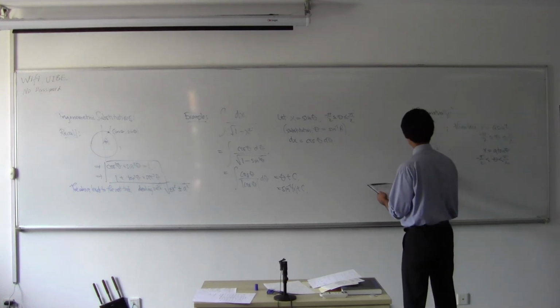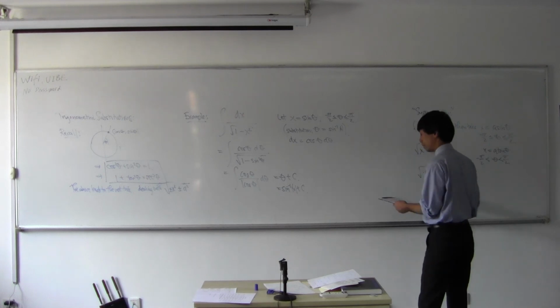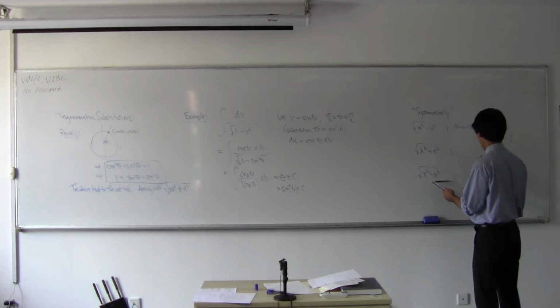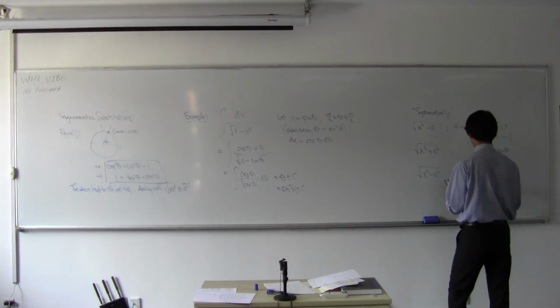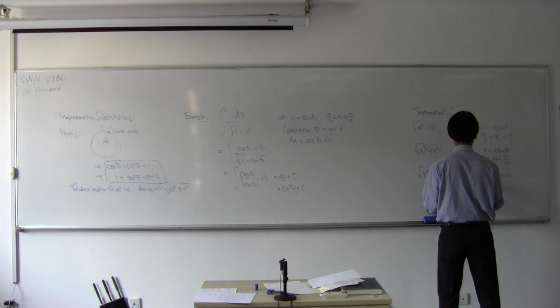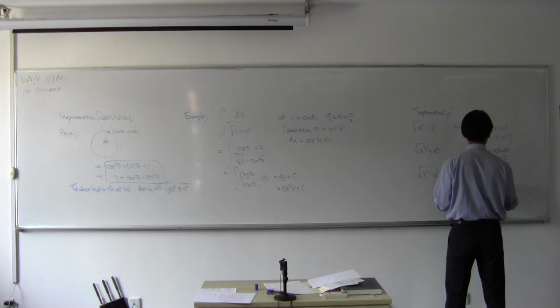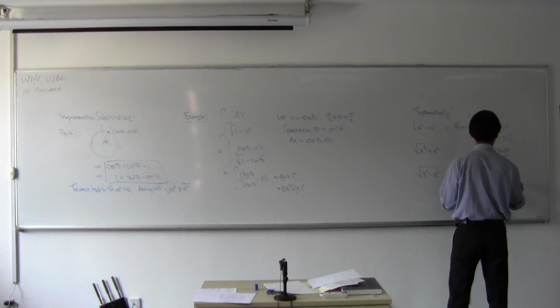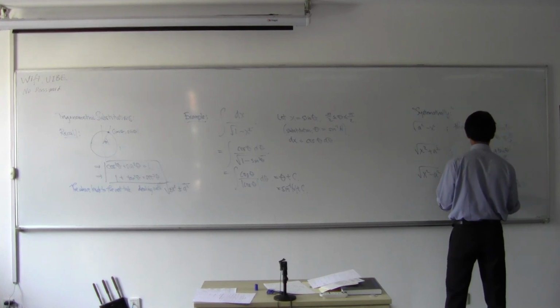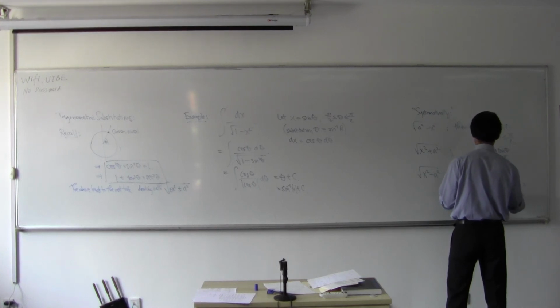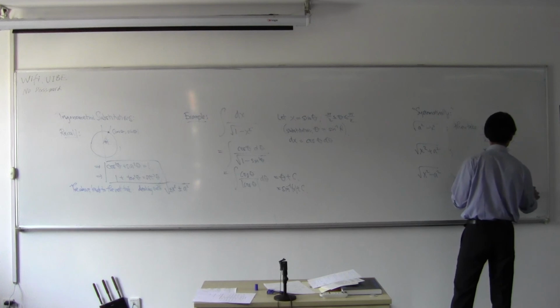And the last one, whenever you see x squared minus a squared, then you take x to be a times the secant, with theta in the appropriate place: between 0 and pi over 2 if x over a is greater than or equal to 1, and between pi over 2 and pi if x over a is less than or equal to negative 1.